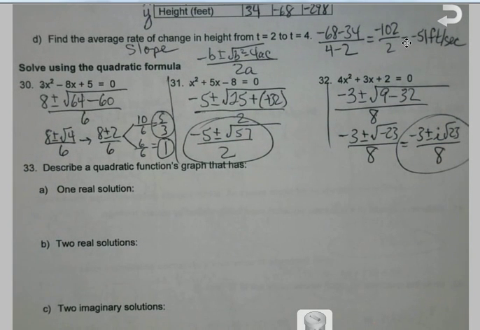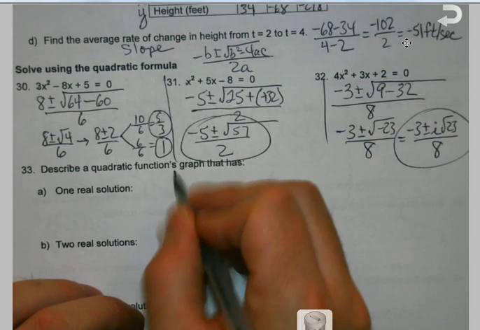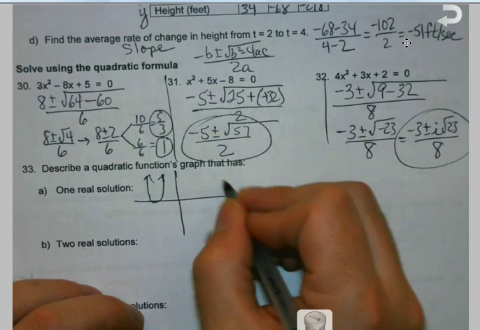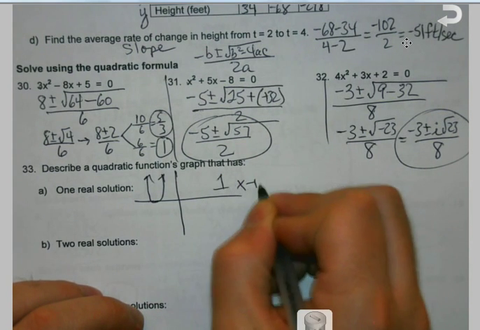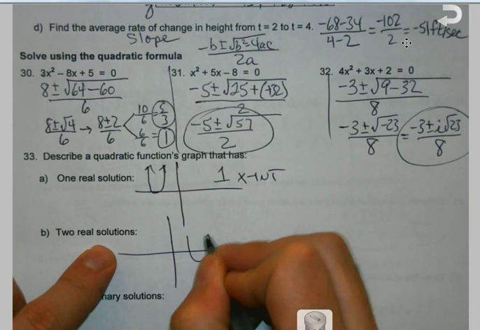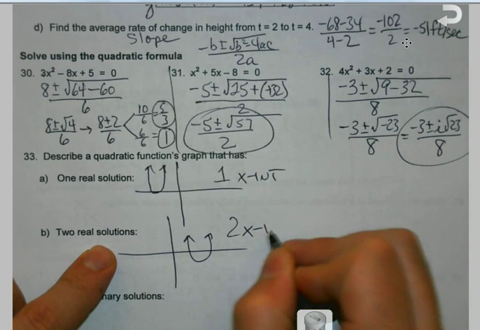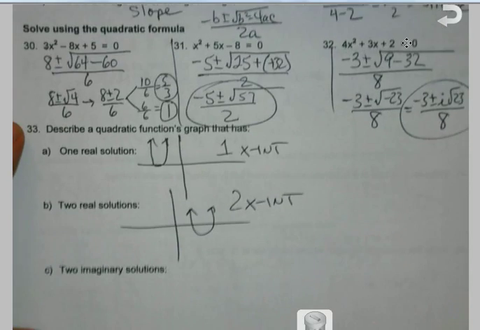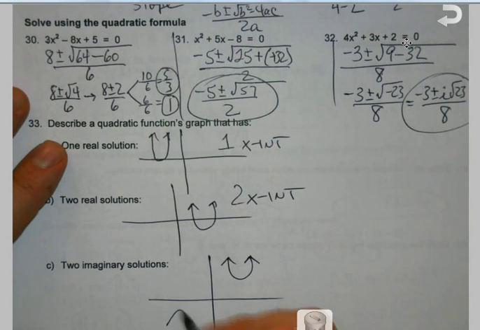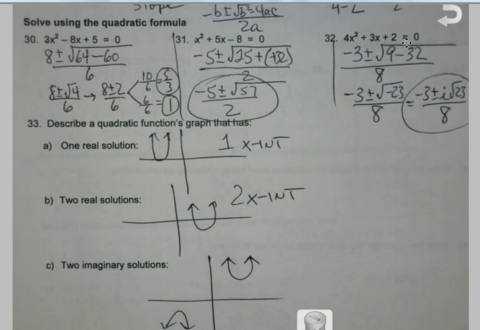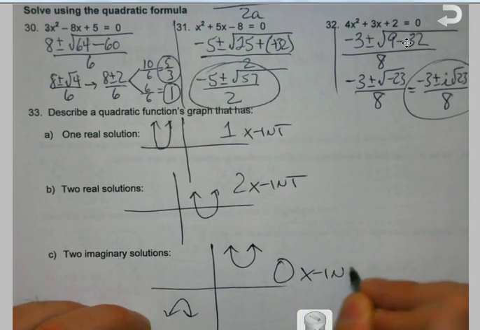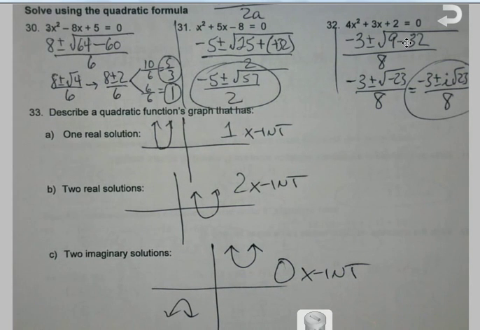Describe a quadratic function that has one real solution. Okay, let me give you a visual here. One real solution: crosses the x-axis in one place, 1 x-intercept. Two real solutions: crosses in two places, 2 x-intercepts. Two imaginary solutions: never crosses x at all. Maybe I have one up here that doesn't cross, or down here, but make sure your arrows don't make it that it goes and crosses anyway. 0 x-intercepts. And we're set there.